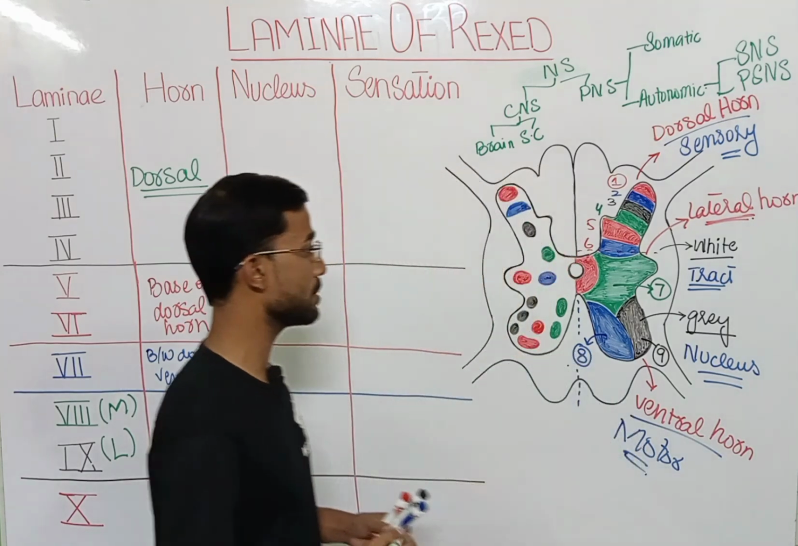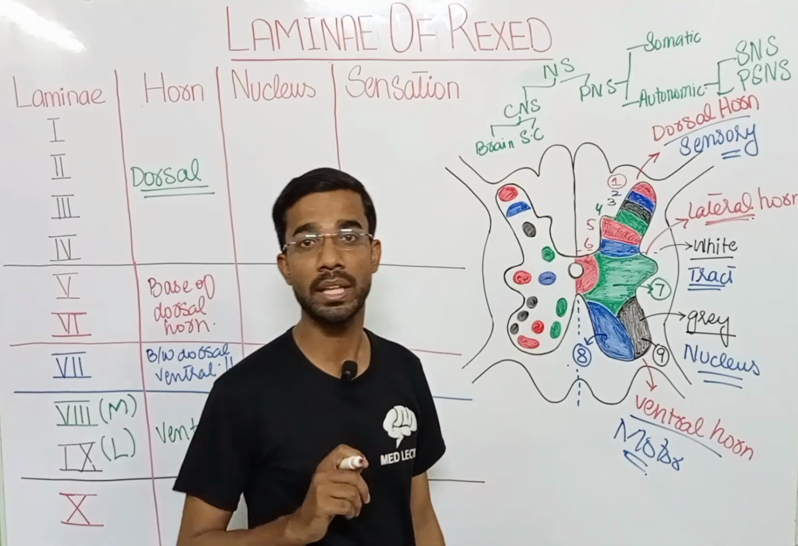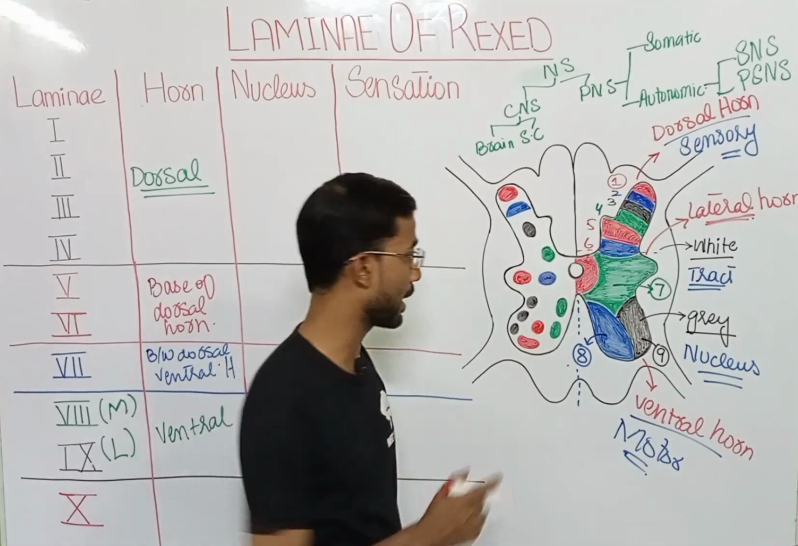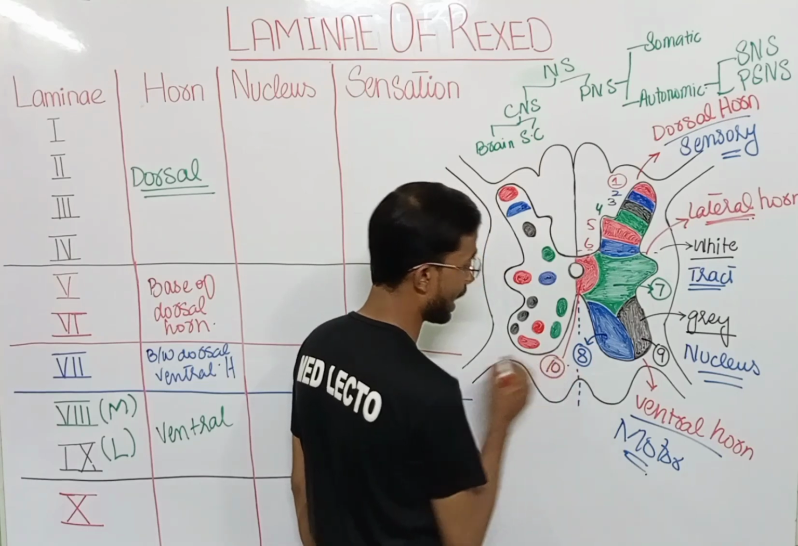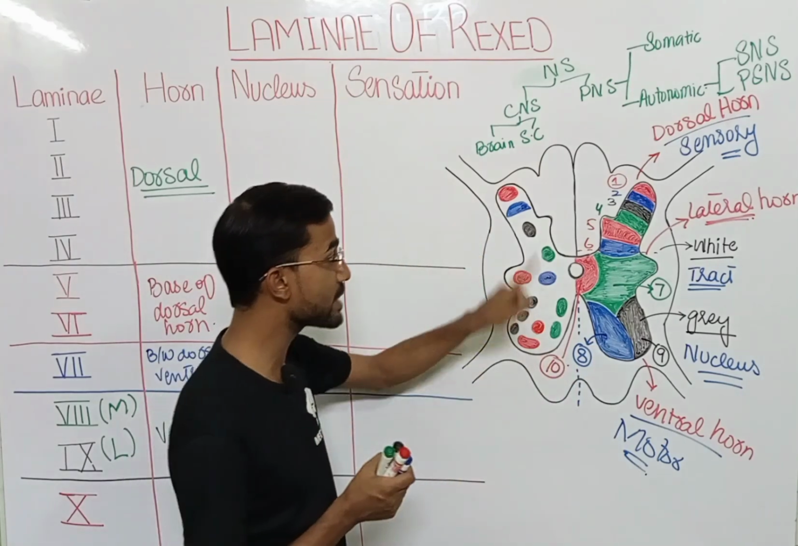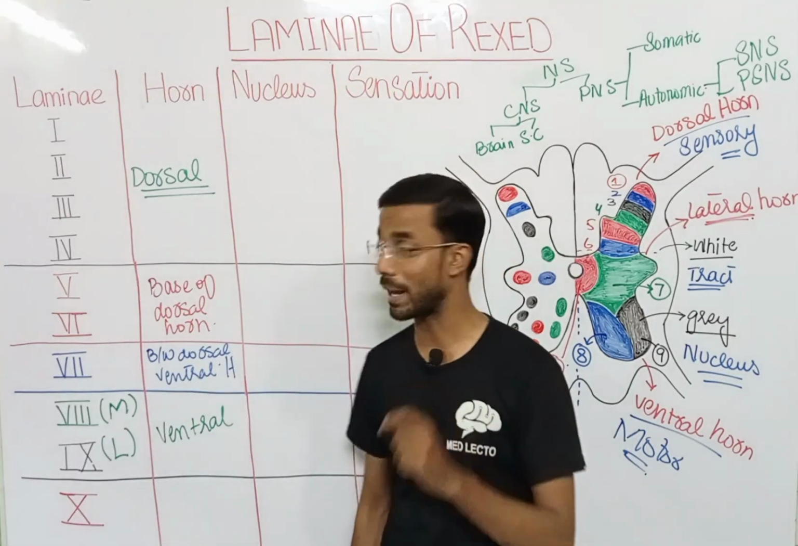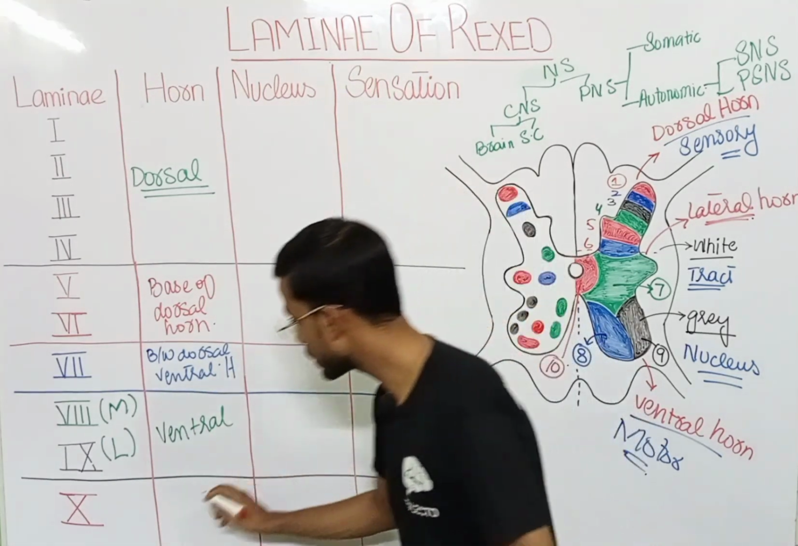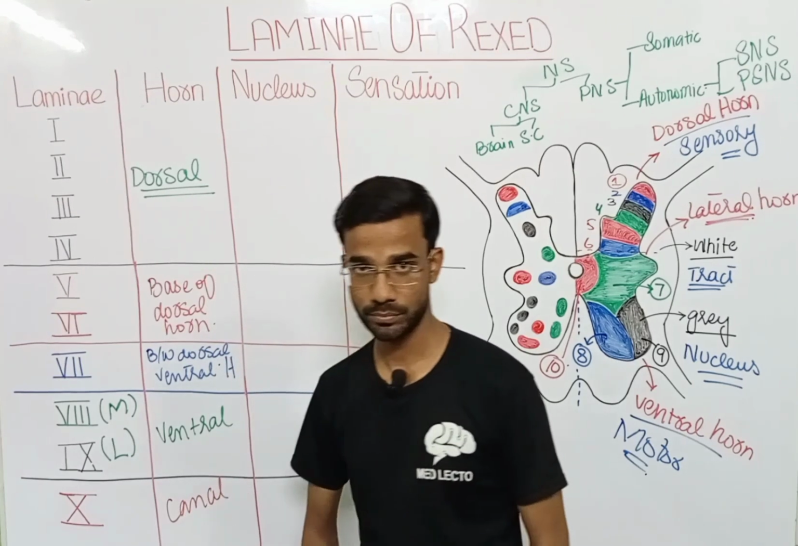And the last and most important is the 10th lamina, which is around the spinal canal. This 10th lamina surrounds the spinal canal, in which you will see the cerebrospinal fluid.